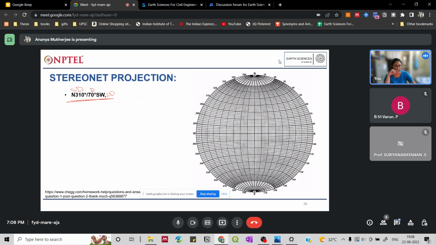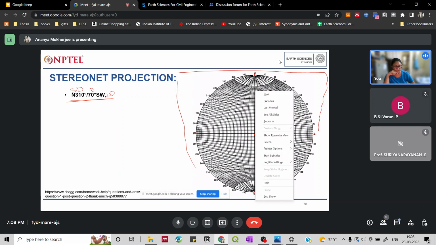Now suppose you're given this stereo net, and you lay a tracing paper on top of the stereo net. You can print this out on an A4 size sheet, and then lay a tracing paper on top of this. Suppose you have layered a paper. What you do first is mark the north, the east, the south and the west. You mark this over there, and then you also mark the center.